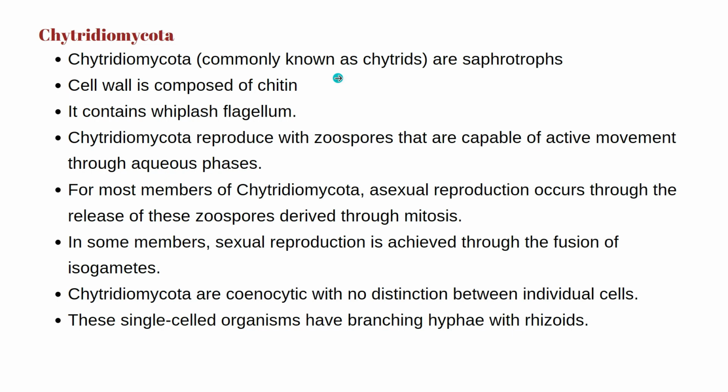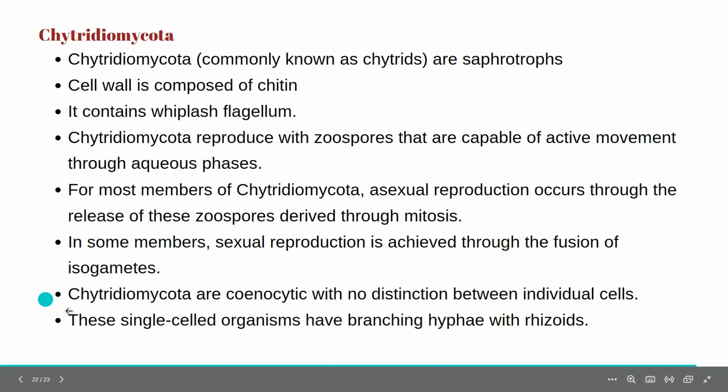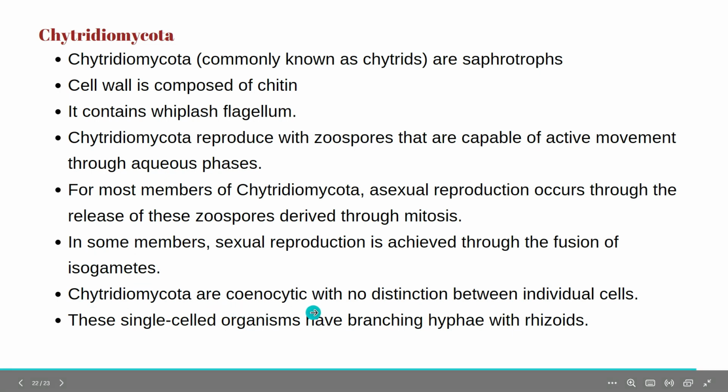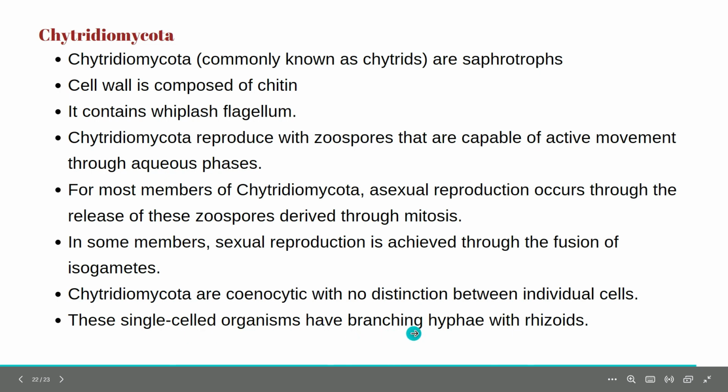Chytridiomycota. It is a class of fungi and most of them are saprophytes. The cell wall is composed of chitin. It has a special characteristic of having a whiplash flagellum for movement. They reproduce with zoospores that are capable of active movement in aqueous phases, which means they are mostly present in water, aquatic fungi. For most members, asexual reproduction takes place through release of zoospores derived through mitosis. Some members undergo sexual reproduction through fusion of isogametes. The mycelium is aseptate and coenocytic. These single-celled organisms have branching hyphae with rhizoids.